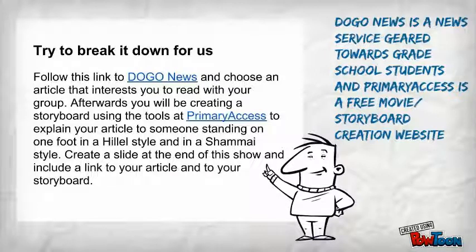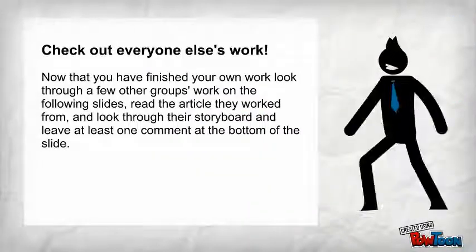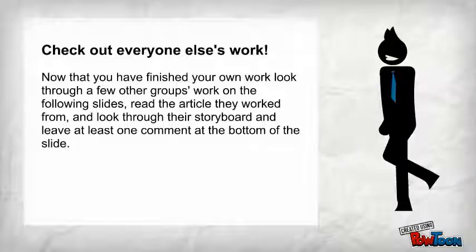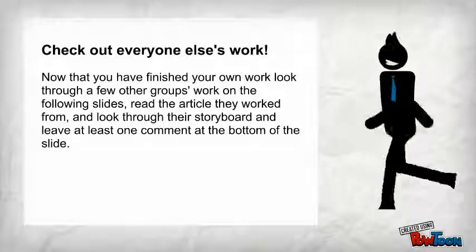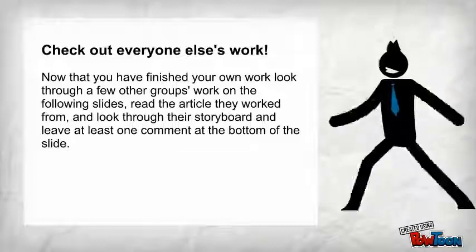After that, we get a little bit more intellectual. They go to a website called Dogo News, which is specifically geared towards children, to go choose an article that interests them. Once they found an article, they'll be using a website called Primary Access, which allows people to create movies, storyboards, or comic strips to explain the news story that they found on Dogo News in a Hillel and Shammai-like manner, like the YouTube video they saw in the beginning.